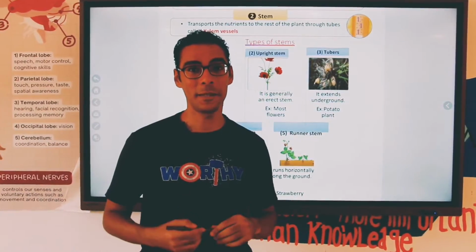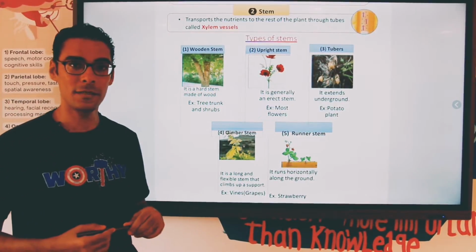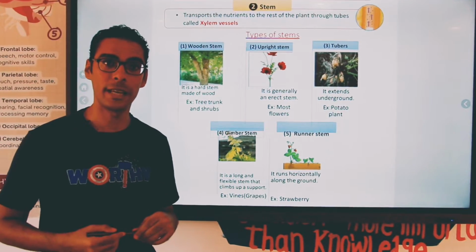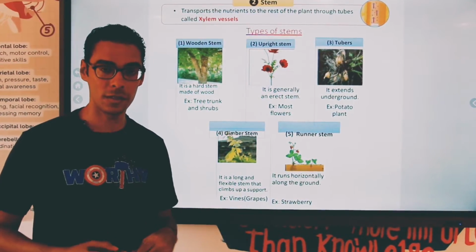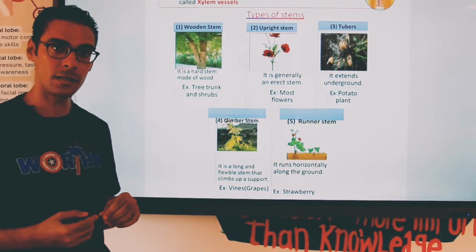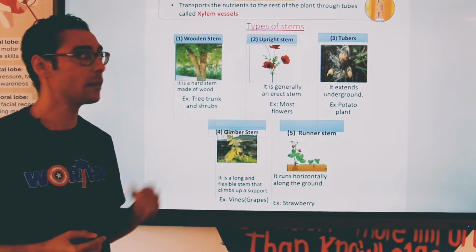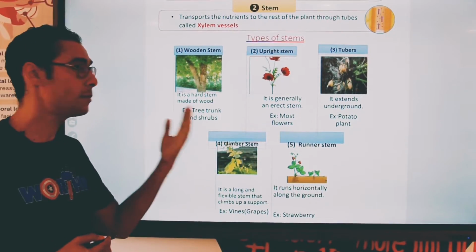The next part here is going to be the stem. We studied in the previous videos that the stem is responsible for elevating the water from the roots to distribute it all over the plant parts. But in this episode, we're going to be studying an extra piece of information about the stem, which is the stem types.